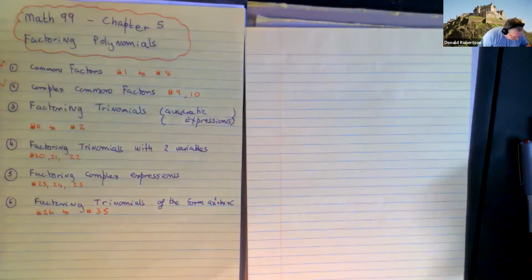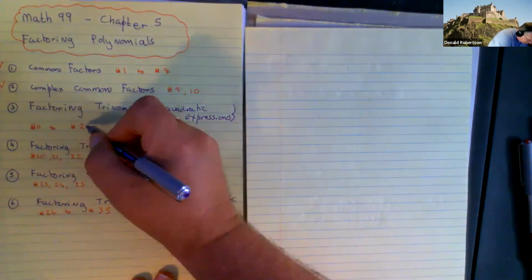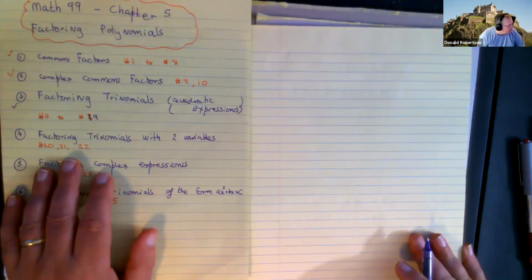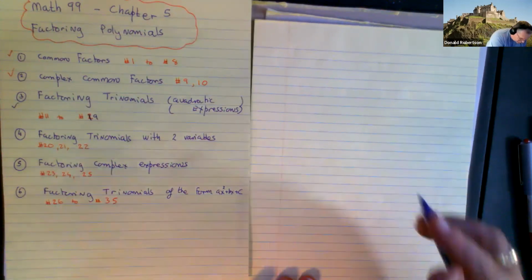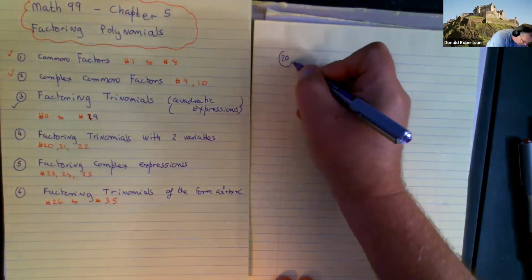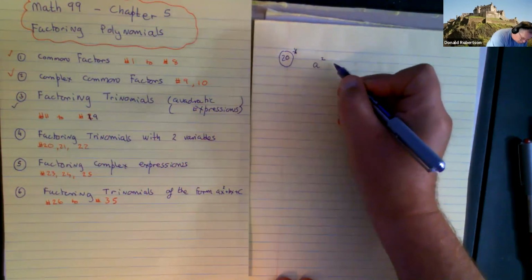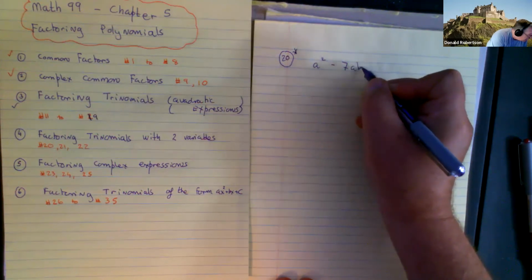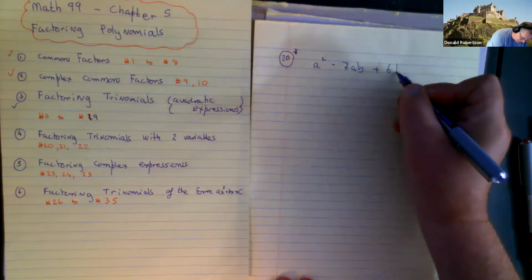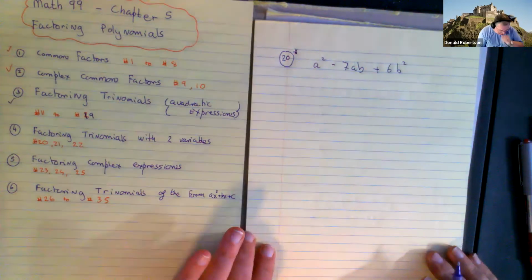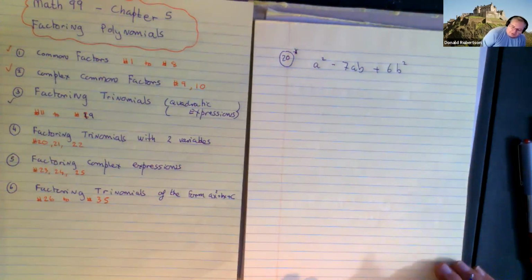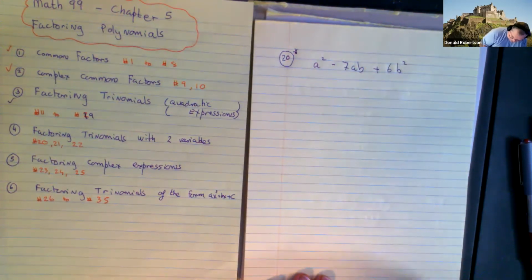Let's see where we're off to next. Right, now we're going to look at, that should be 19 actually. Now we're going to look at factoring trinomials with two variables. So let me show you an example of that. That's question 20. We have a squared, take away 7ab, and 6b squared. Those kinds of questions are quite difficult to do, so I'm going to show you a little shortcut or trick that's very helpful.